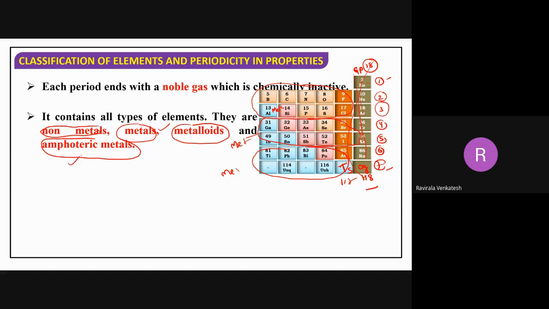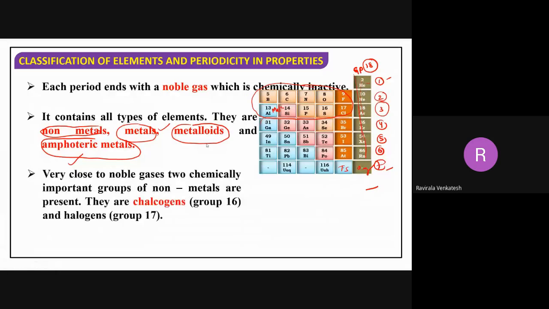Now what about the amphoteric nature? Amphoteric means a metal which can react with both acids and bases. That we'll discuss later; here it is not important for us. So what I mean to say is that P-block elements will contain all types of natured elements: non-metals, metals, metalloids, and amphoteric metals.